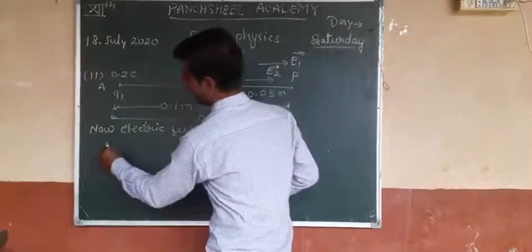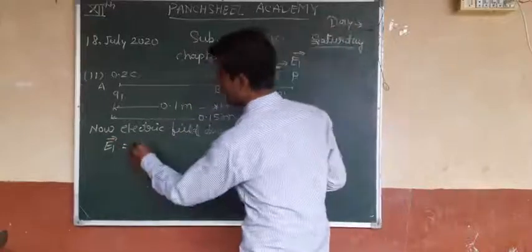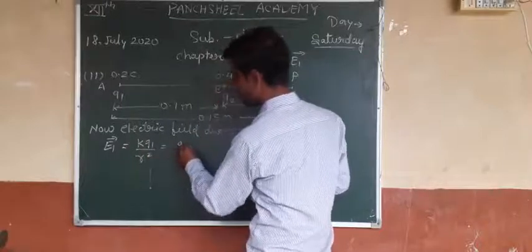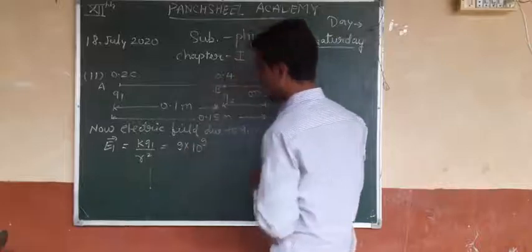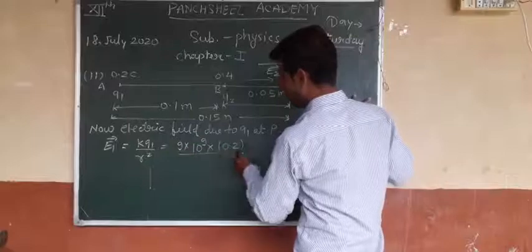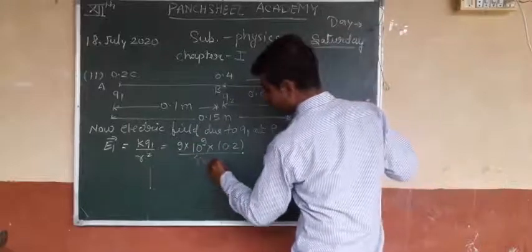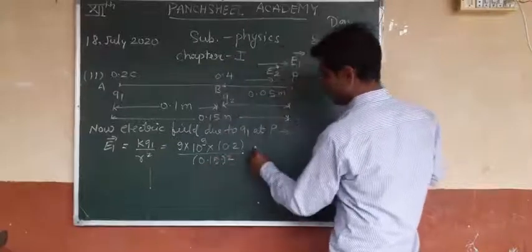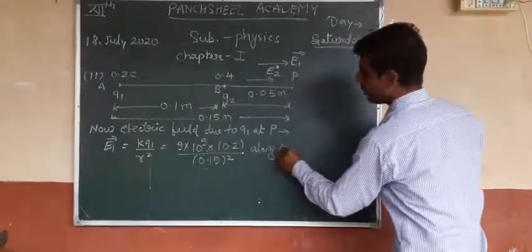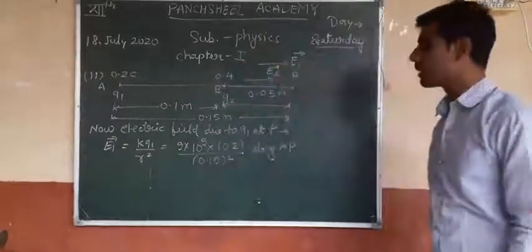is E1 equal to, what is the value? Value is K Q1 by R square, and the value of K is 9 into 10 to the power 9, and what is Q1? 0.2, and what is the distance? That is 0.15 meter, and along which direction? AP. So this is the value of E1.